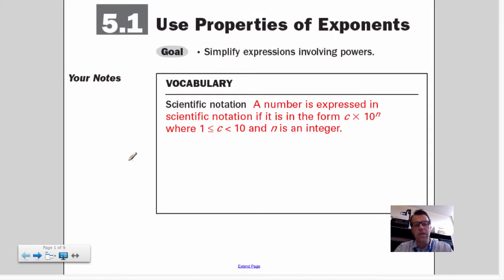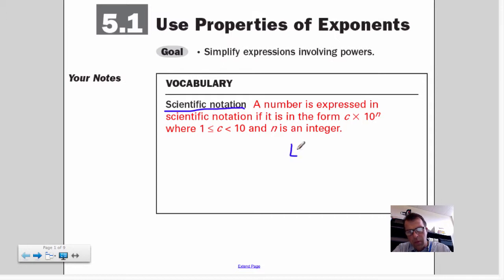Section 5.1 is called Use Properties of Exponents. Mostly review, but hopefully you're ready for it, and we'll remind you of some of our properties. So the only vocab word that we need to talk about is scientific notation. A number that is expressed in scientific notation is in the form c times 10 to the power n.